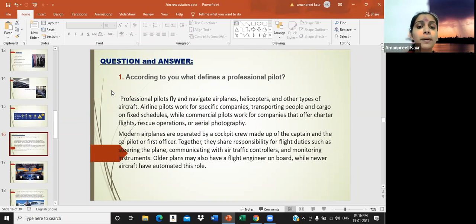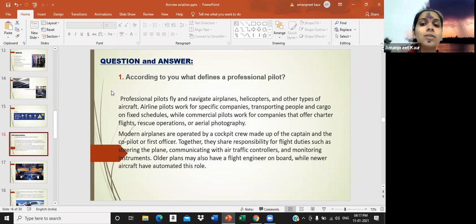The professional pilots fly and navigate airplanes, helicopters, and other types of aircraft. Airline pilots work for specific companies transporting people and cargo on fixed schedules, while commercial pilots work for companies that offer charter flights, rescue operations, or aerial photography. Modern airplanes are operated by a cockpit crew made up of the captain and the co-pilot or first officer. Together, they share responsibility for flight duties such as steering the plane, communicating with air traffic controllers, and monitoring instruments. Older planes may also have a flight engineer on board, while newer aircraft have automated this role.